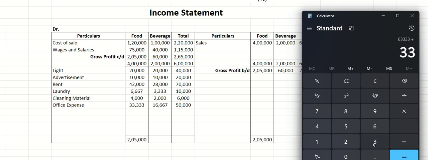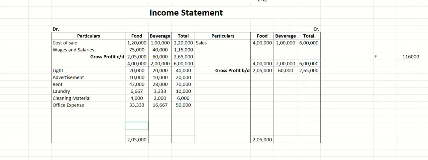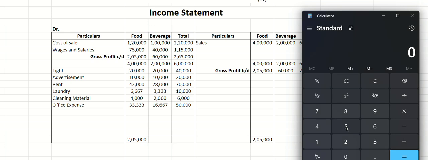Office expense is 33,000. Oh, sorry, I think I made a mistake. Let me do it once again. It is beverages. Okay, we are going to do the beverage department.